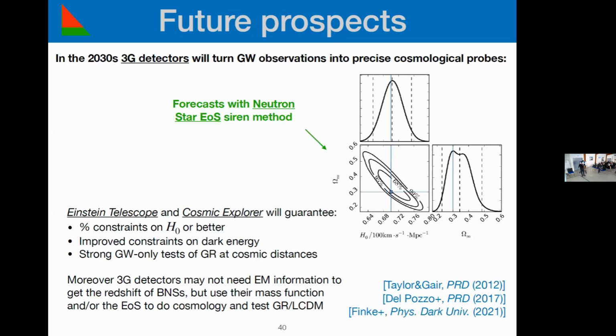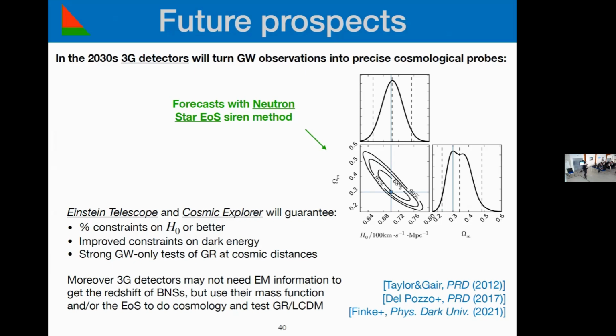And finally, as I was mentioning before, this new alternative method that you can use: the equation of state of the neutron star to basically break the degeneracy between the mass and the redshift. There were some analyses in the last few years about this. You basically cannot use it with current detectors because you don't have a good measurement of the equation of state of the neutron star, but with 3G you will have it. So you can use it also to do cosmology. And again, you can go down to a few percent with this, but this is assuming that you can model really well the equation of state of neutron stars.